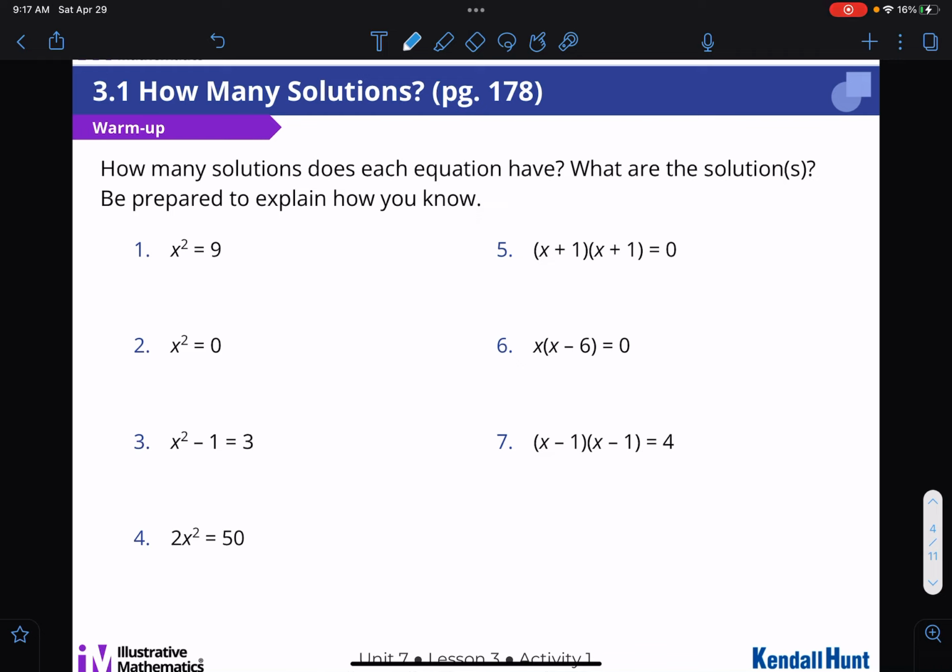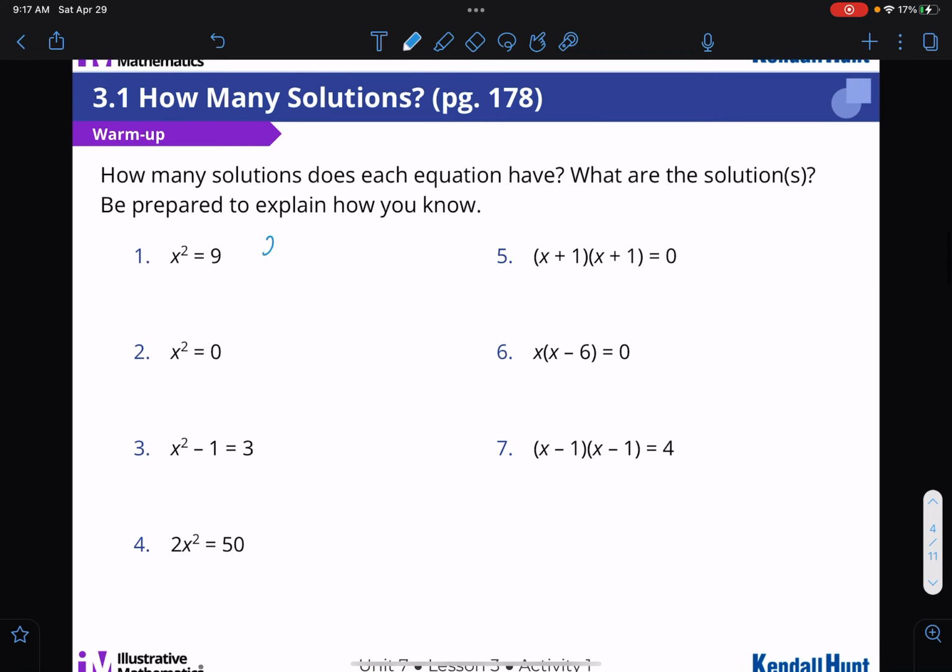Like in the first one, we've got x squared equals 9. So, we're asking ourselves, what squared is equal to 9? What times itself equals 9? Well, there are two possible solutions there. x could equal 3 or x could equal negative 3. Those are my two solutions to this quadratic equation because 3 squared, 3 times 3, is 9, and negative 3 squared, negative 3 times negative 3, is also 9.